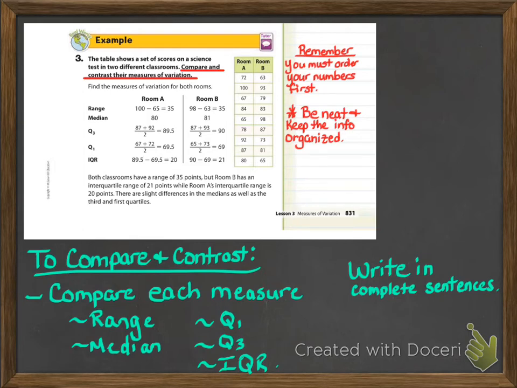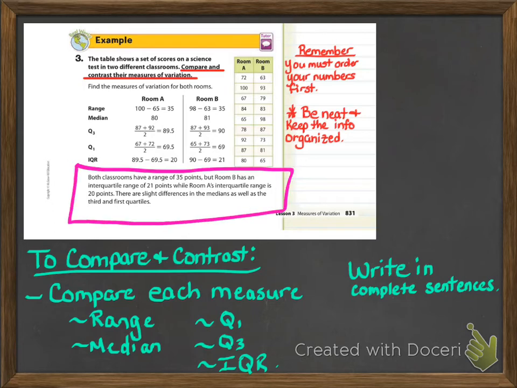So let's go ahead and look at this part right here that's boxed in. So the first thing they talked about, and they did it in order, range, since it's the first thing that you guys found. They said that the range in each classroom is 35 points. Then they moved on and talked about interquartile changes.